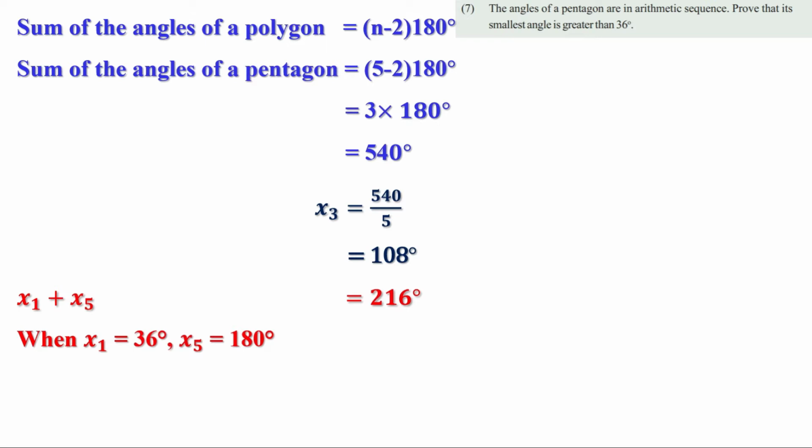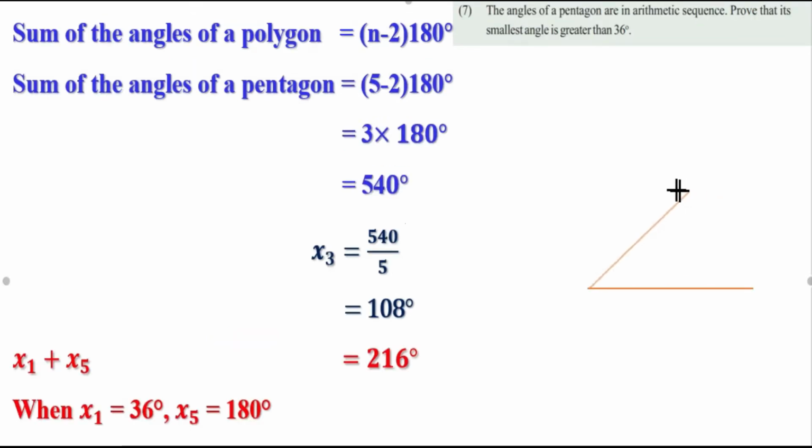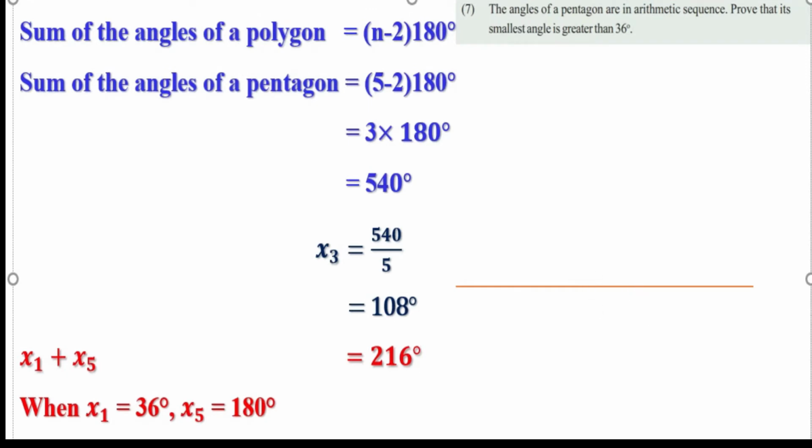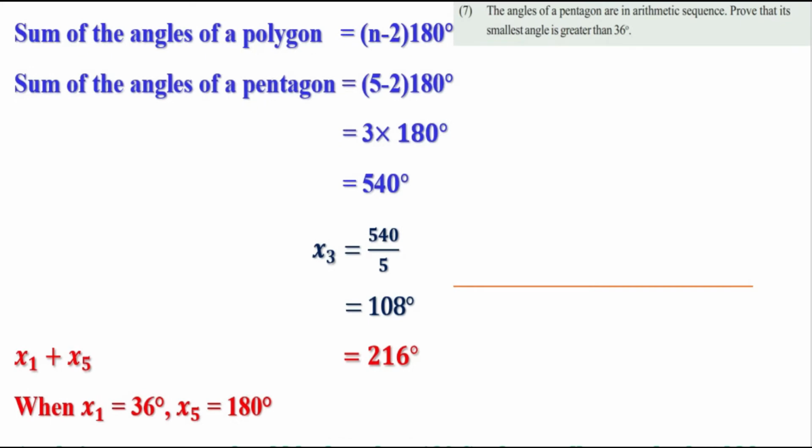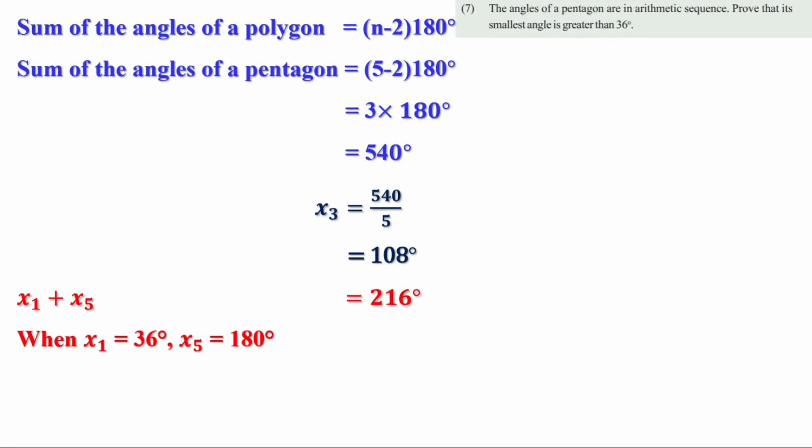Now what happens when the fifth angle is 180 degrees? When the angle is less than 180, it increases, and now it is more than 180. When the angle between two lines is 180, then the two lines join together to form a line. So when one angle of a pentagon is 180 degrees, the two sides join together to form a new line. How can it be possible? It's not possible. Therefore, each angle of a pentagon should be less than 180 degrees.